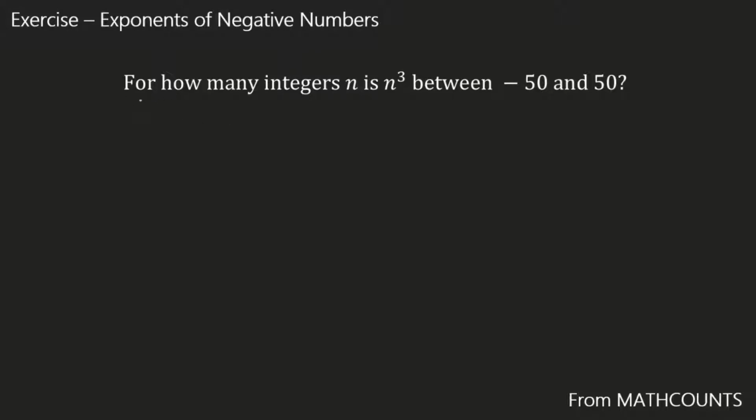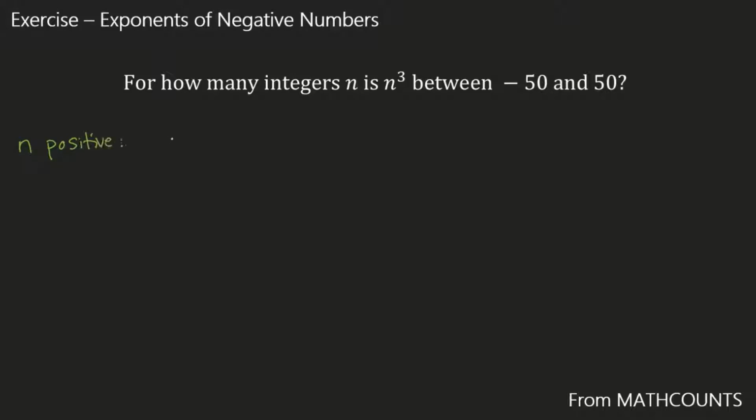So for our first problem, for how many integers n is n cubed between negative 50 and 50? So here, n cubed is lower bounded by negative 50. And we know that any negative number raised to an odd power results in a negative number. So this tells us the range of n is also from negative to positive. So let's first look at n being positive.